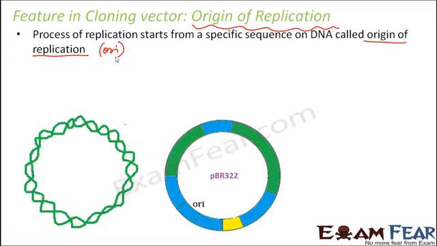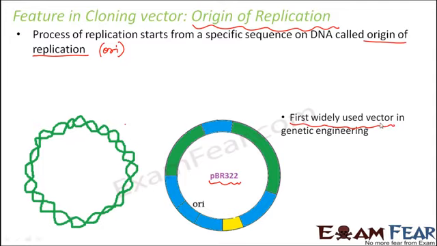So now if you look at this in a closer way, for example, here we have taken the example of PBR322. So what is PBR322? It is the first widely used vector in genetic engineering. So this was the first ever used vector. So what is this PBR? Why is the name so complicated?